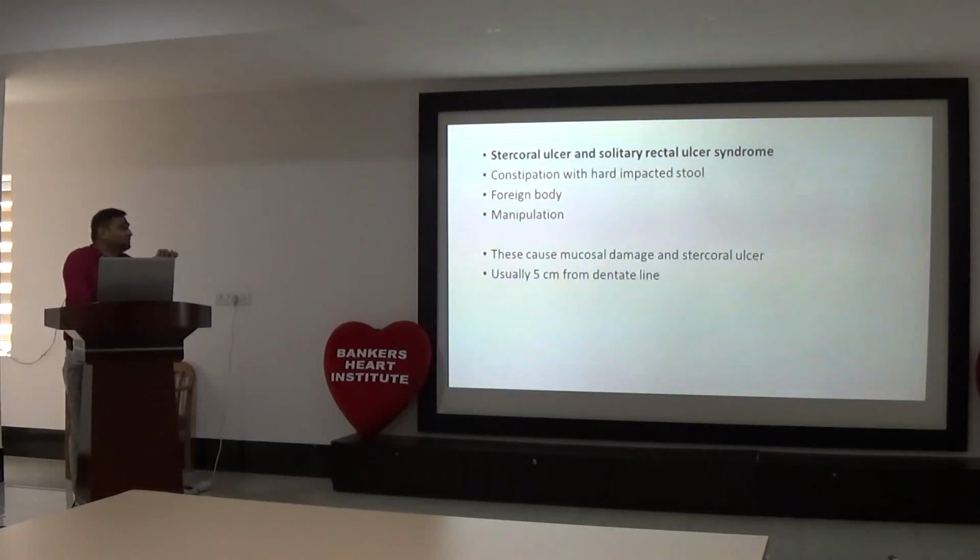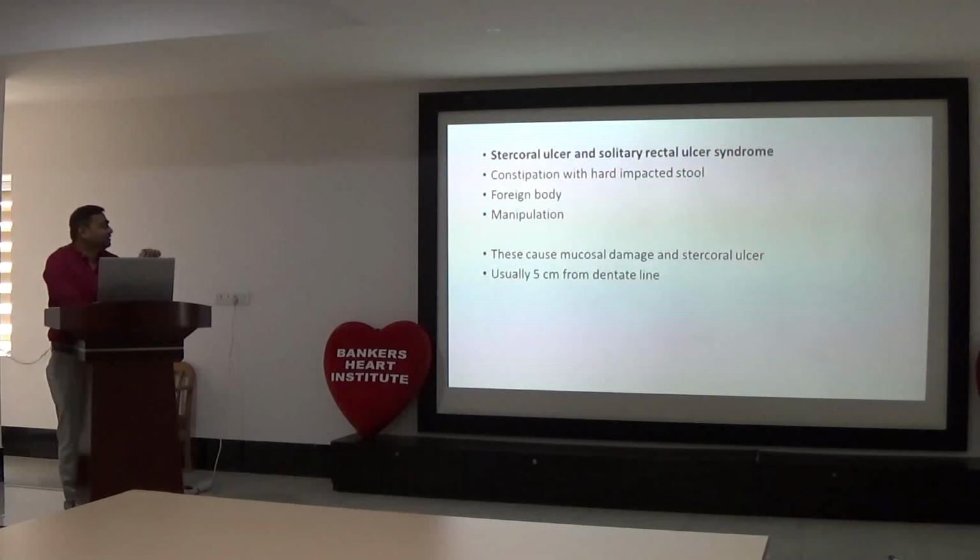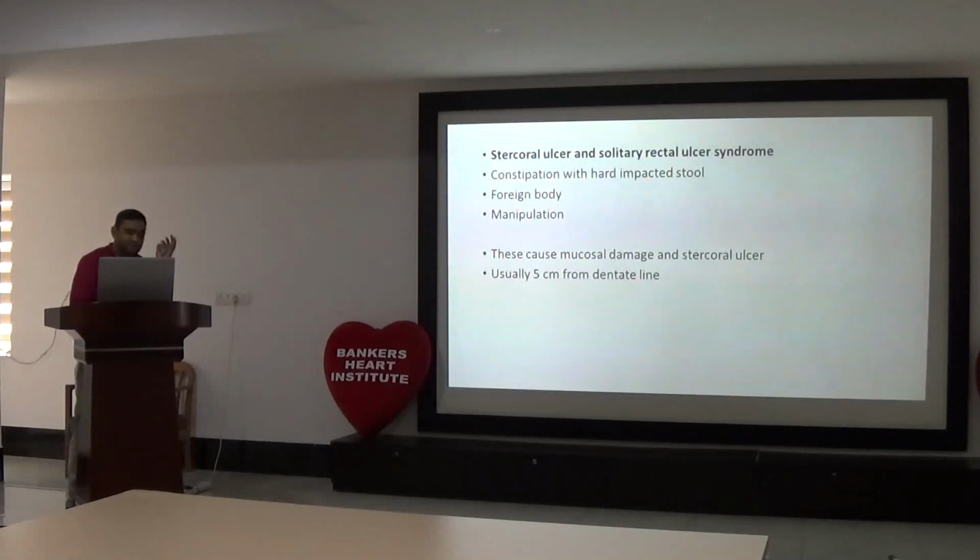Another is stercoral ulcer and solitary rectal ulcer syndrome. These are basically traumatic ulcers. So any ulcer in the colon that results from trauma, whether due to hard impacted stool, a foreign body, or manipulation for any purpose, leads to ulcer formation, and if these ulcers bleed, they are called stercoral ulcers. This causes mucosal damage and ulcer. They are usually 5 cm from the dentate line.